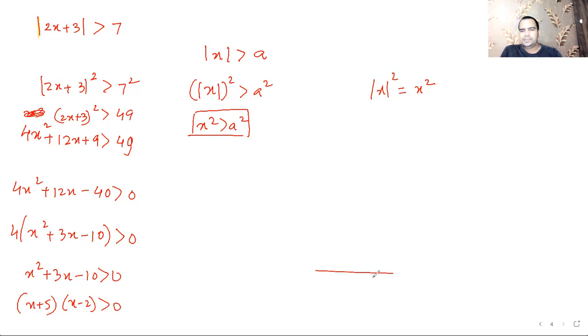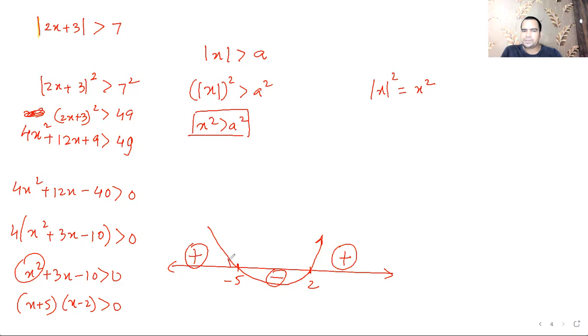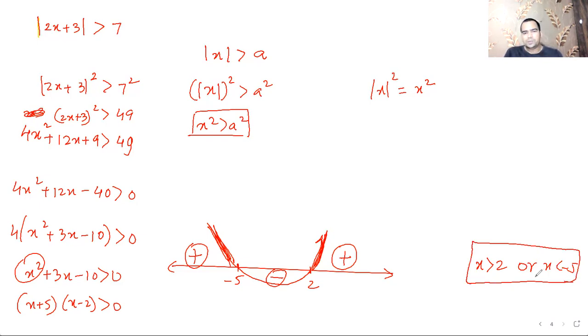Put them on a number line and draw the sign diagram, so negative 5 and positive 2. When I draw the sign diagram, obviously it's a happy face graph, as the coefficient of x squared is positive. Here it is going to be negative, here it is going to be positive, and here it is going to be positive. You can see here it is positive, above the x-axis, and here it is positive above the x-axis. It's a happy face graph, so it'll be opening upwards. Hence, the correct answer for this question is x greater than 2 or x less than negative 5. So this is the way you can solve absolute value inequalities in different possible ways.